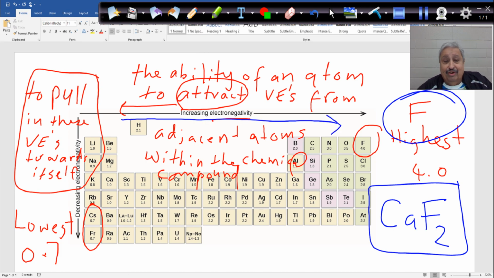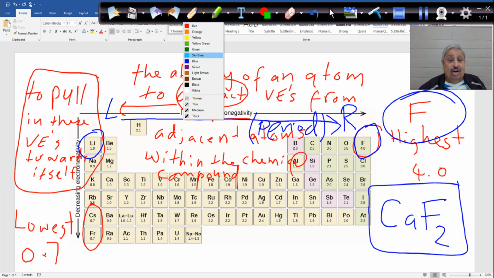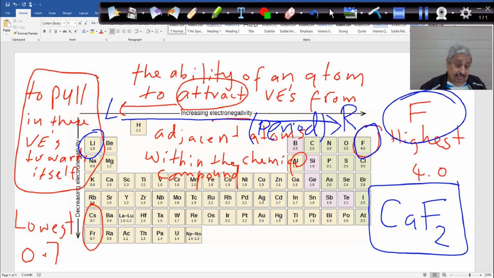So from left to the right, within the period, the electronegativity increases. Of course it will increase, because fluorine is here and lithium is here. Lithium's electronegativity on the scale is 1, while fluorine is 4.0. So it increases from left to right. However, this trend is always opposite to the atomic radius.